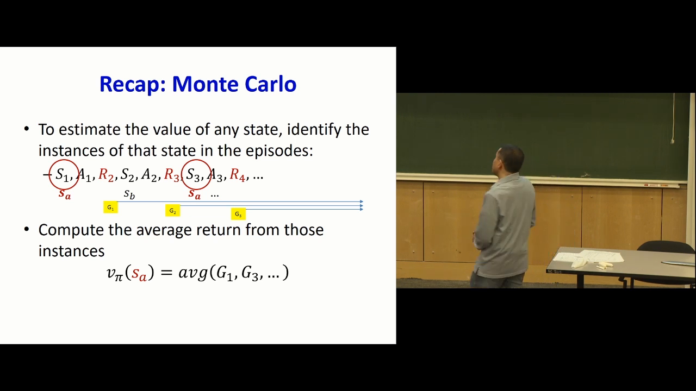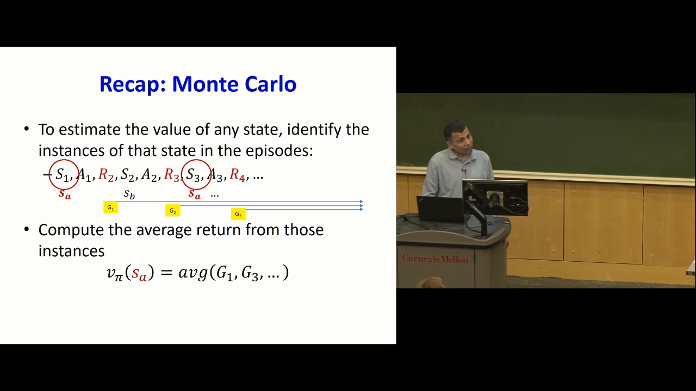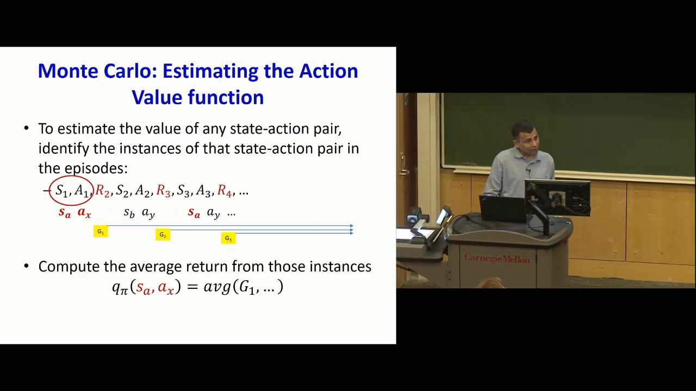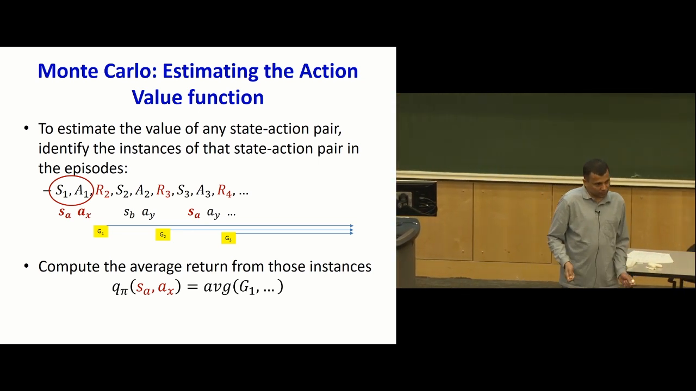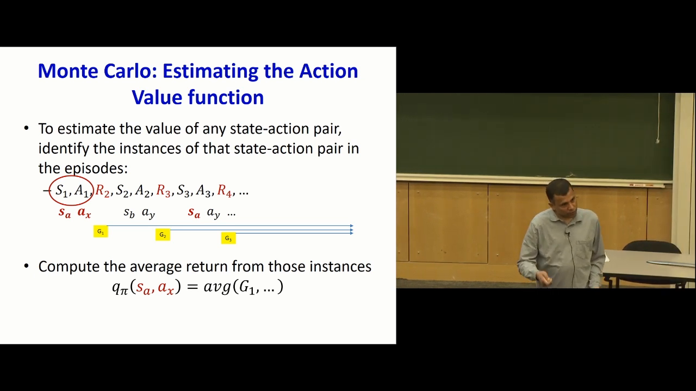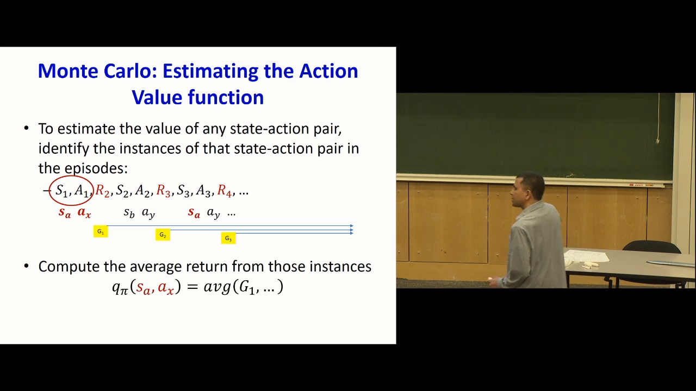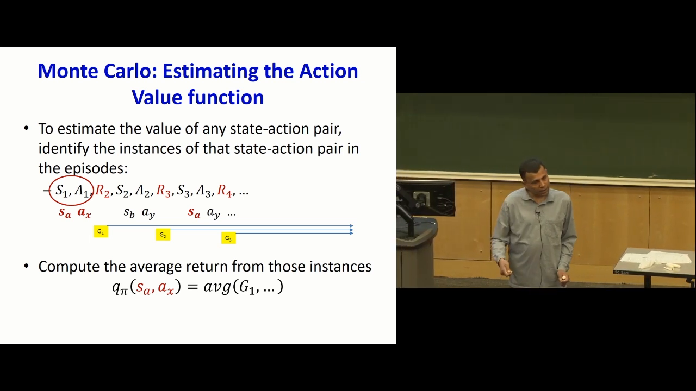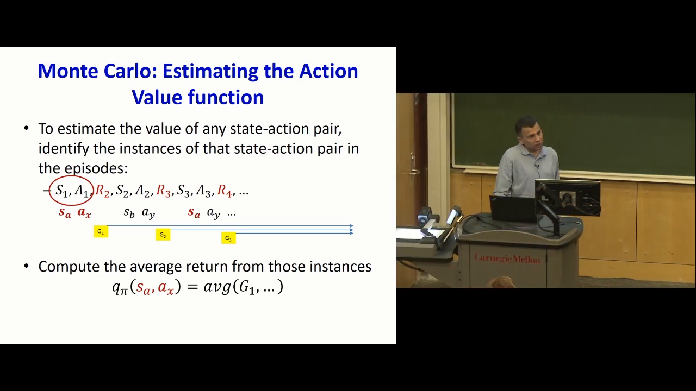So this was the simple Monte Carlo based method, and you could do the same thing for state action pairs to find the action value function. Here the unit is going to be the combination of the state and the action. Every time, you identify all the instances where the state action combination occurred and take the average of the returns at those instances to get the state action value. So this is easy enough.